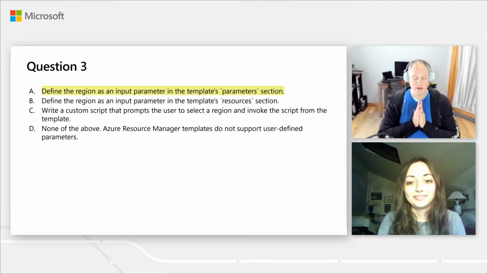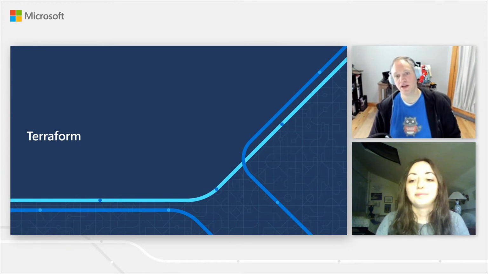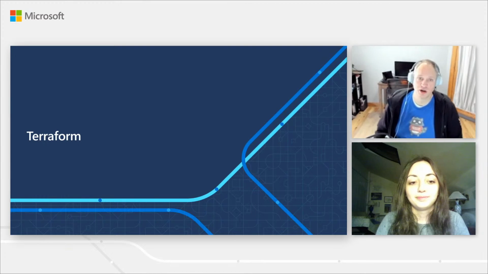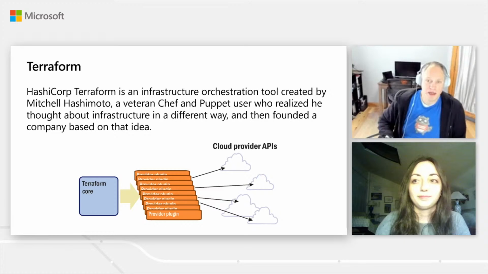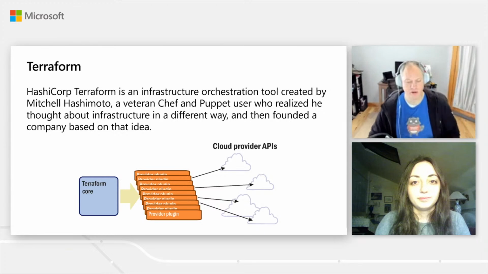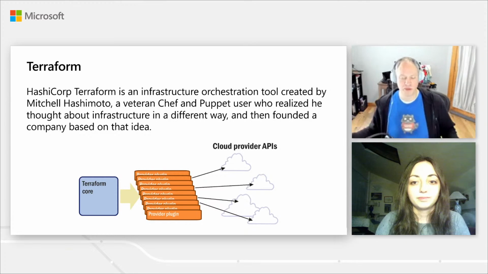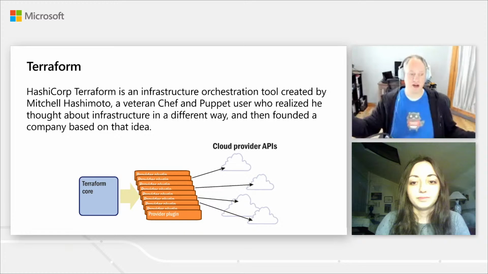So great. Now I think it's time for us to step into our next topic area, which is going to be Terraform. Terraform is an infrastructure orchestration tool. It was created by Mitchell Hashimoto, who's a veteran Chef and Puppet user who thought about infrastructure in a slightly different way. If you come from a background of working with Chef or Puppet or CFEngine or PowerShell desired state configuration, very often you look at configuration management as a problem starting with the virtual machine and then expanding to the environment.